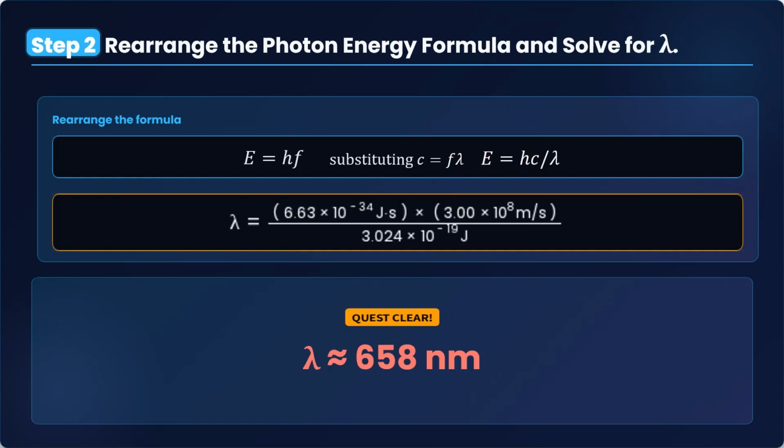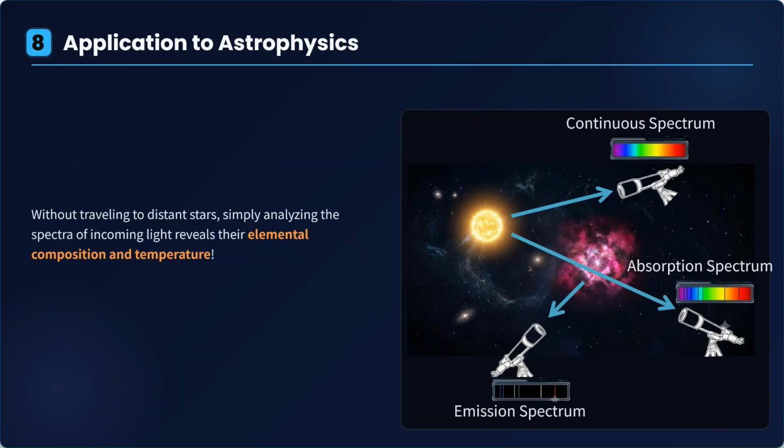There it is, 658 nanometers. This corresponds to red visible light. This is the exact wavelength known as the H-alpha line in the Balmer series. Quest cleared! What a clean defeat! That was fantastic execution. Now, let's zoom out and see where this newly unlocked quantum ability takes us in the wider open world of physics.